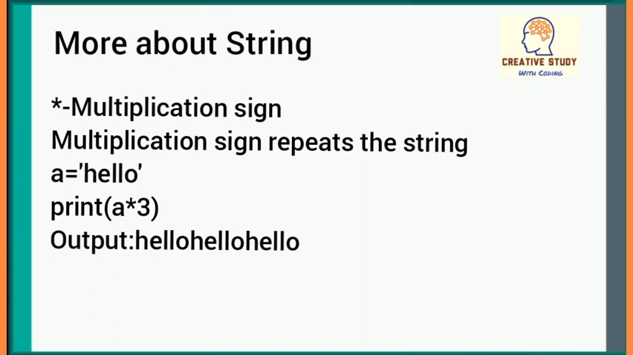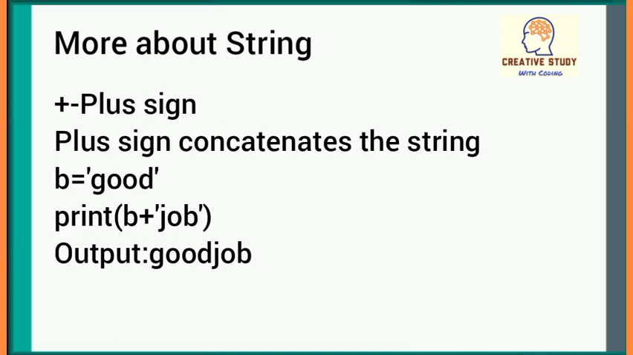And when we write the multiplication sign, it repeats the string. Here the given string is hello, and if I write A multiplied by 3, it will print hello 3 times. And the plus sign is used to concatenate the given strings. For example, the given string is good and I want to add job by using the plus sign, so it will give the result good job. Now let's execute all these statements.